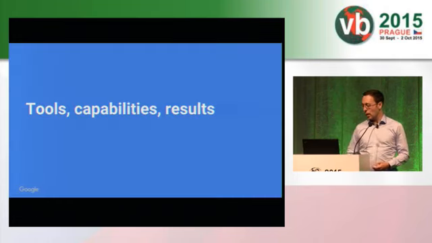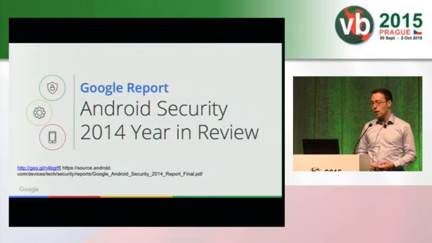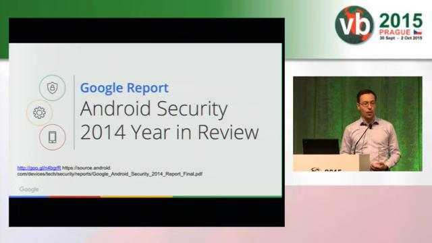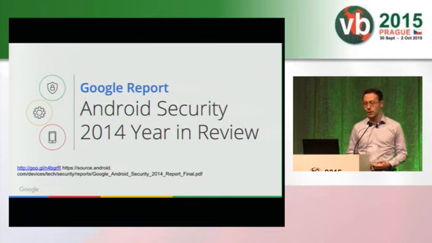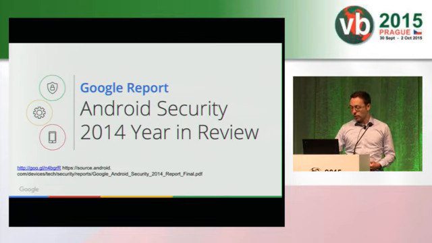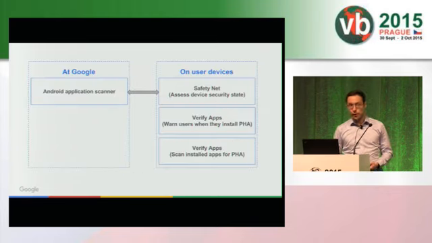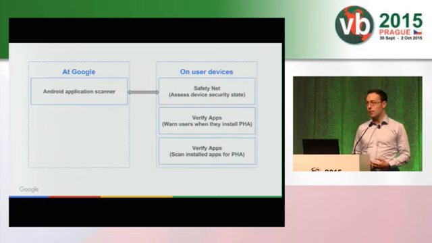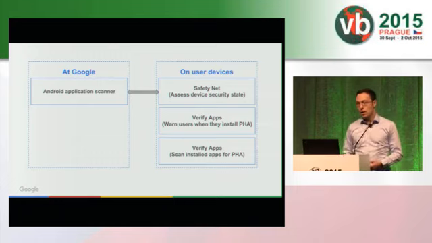The tools and capabilities that we have at Google for the Android security team have first been described in our Android Security 2014 year in review. If you haven't had the opportunity to check it out, I would encourage you to do that. It's quite interesting. And we put a lot of work into it. It's our initial report, and hopefully we'll be able to turn this into an annual thing. A brief recap for those of you who did not have the chance to take a look at that.